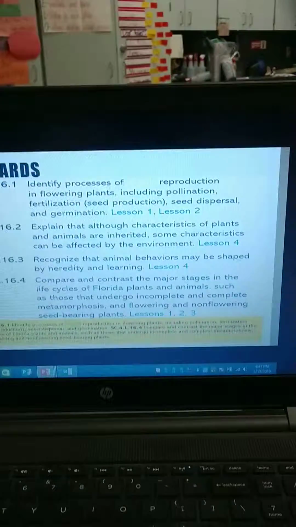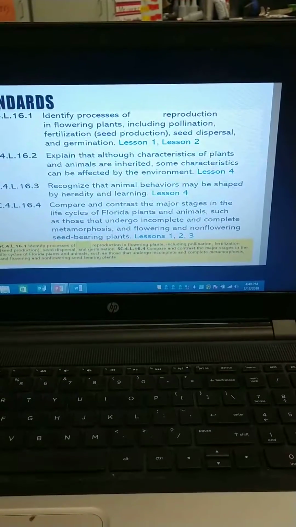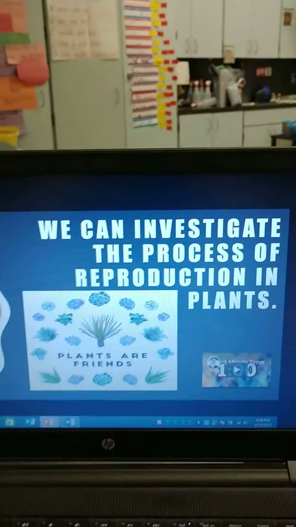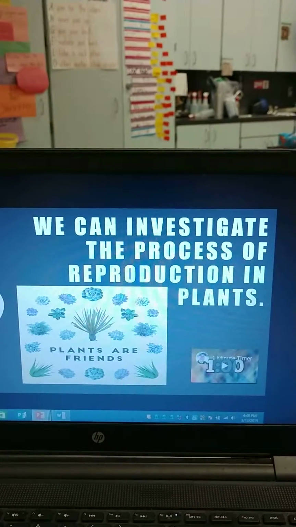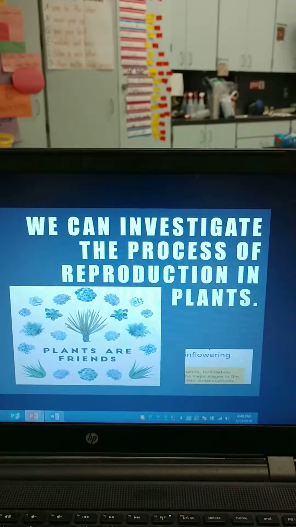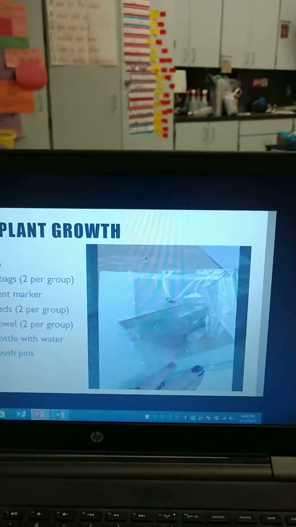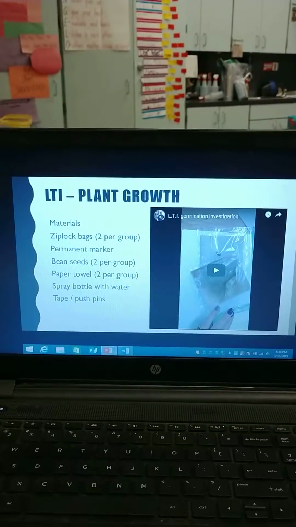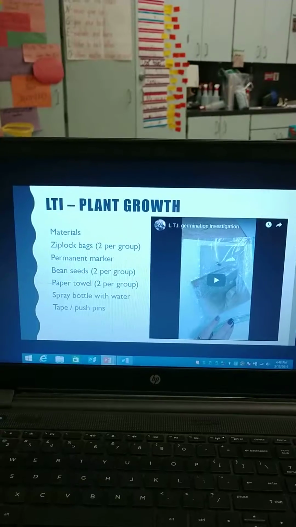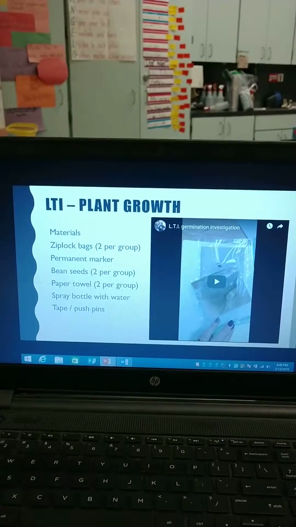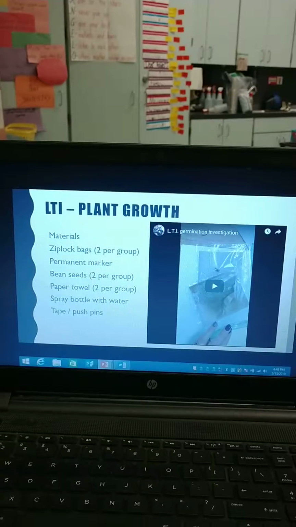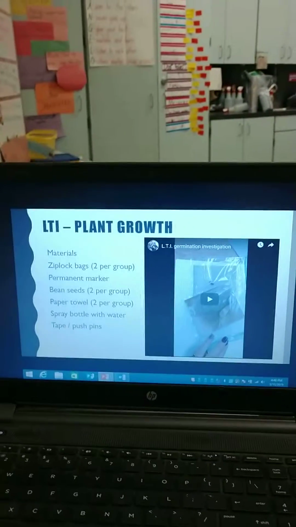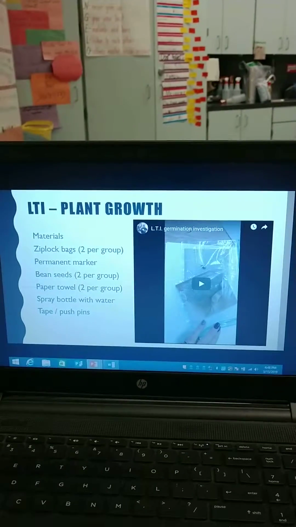The next thing I should see, dated March the 5th, I would see this learning target: We can investigate the process of reproduction in plants. On this day, we did our LTI, so the children should have their materials listed, and they should have their first set of observations that we made. What did we do? What did they observe? How did their bean appear? What was the texture? What was the smell? Those types of observations. So that was on the 5th because we did not have school on the 4th.